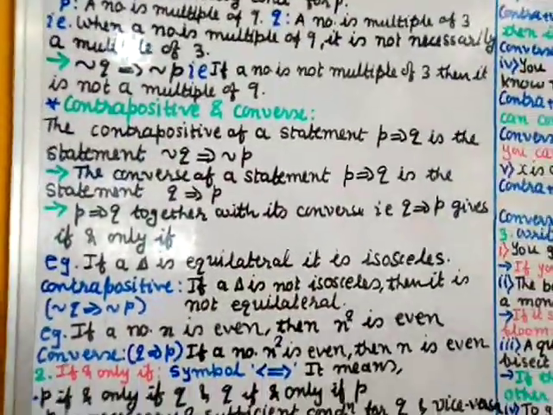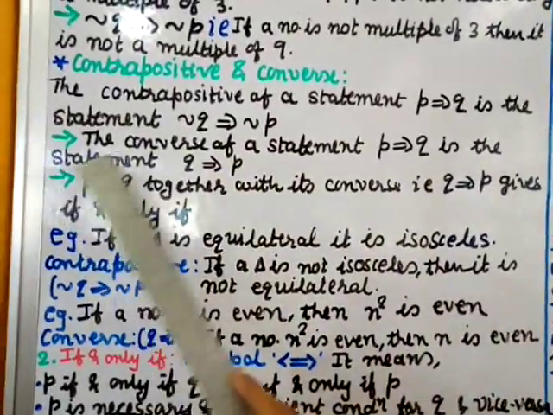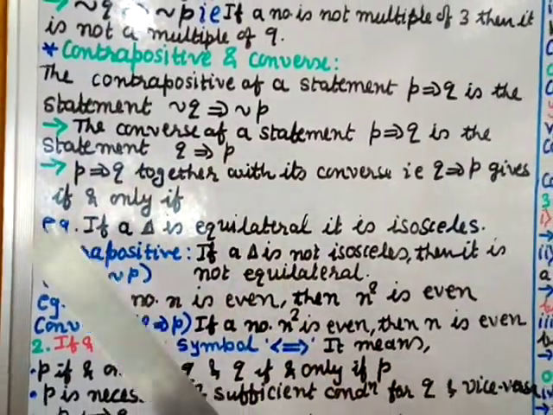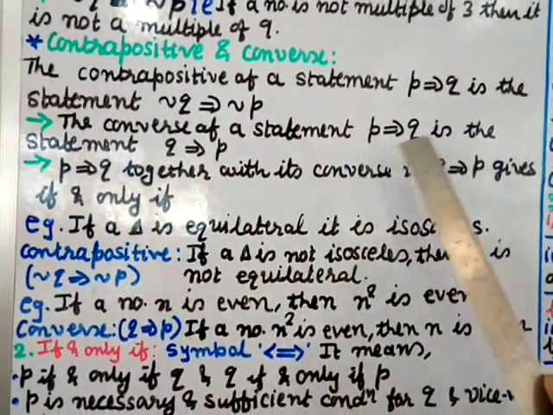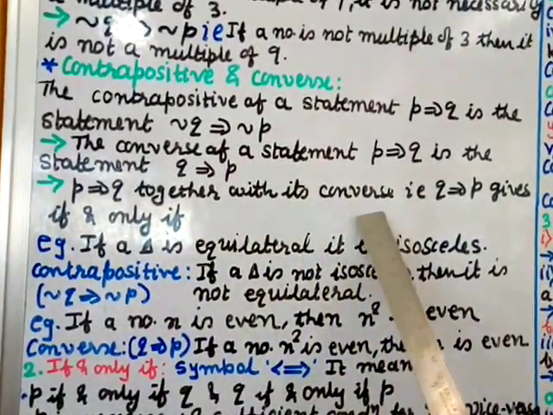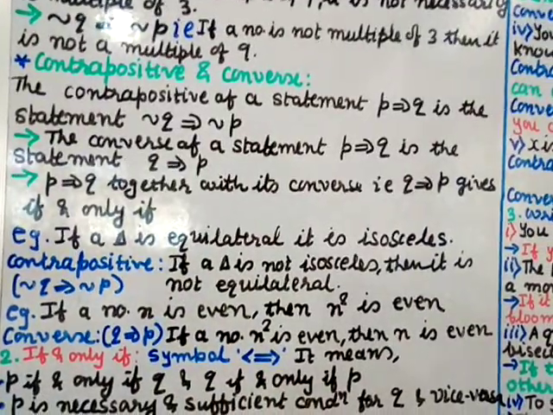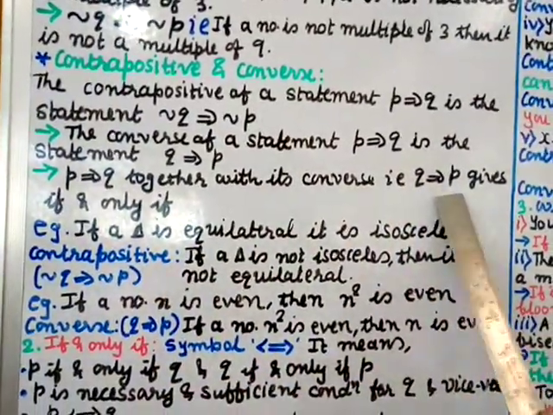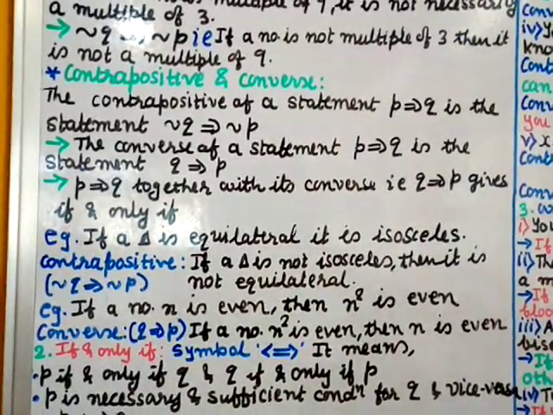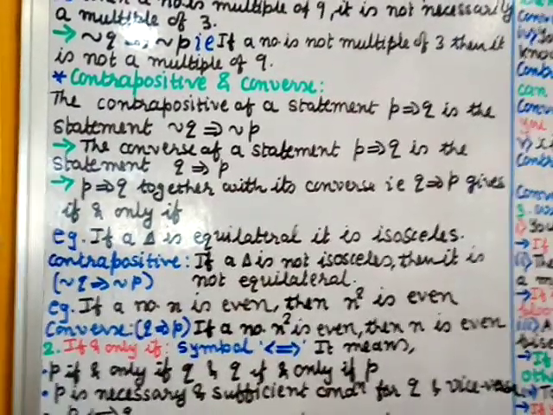And the converse: if you want to write the converse of a statement, then the converse of a statement P implies Q is the statement Q implies P. So the converse of P implies Q will be Q implies P. P implies Q together with its converse, that is Q implies P, gives you if and only if. This is the other implication. So if P implies Q and Q implies P, that means P if and only if Q.